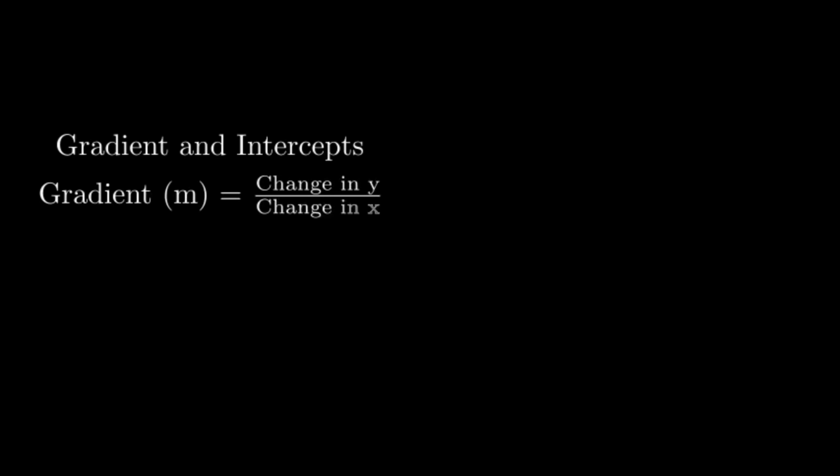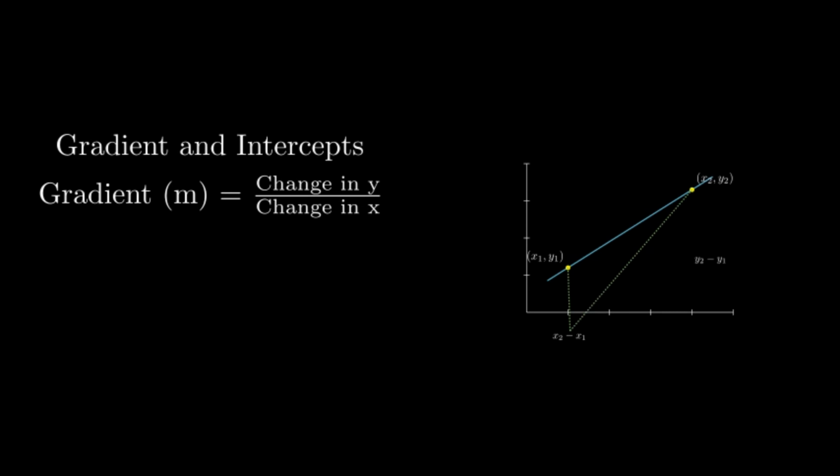The gradient, which we often denote with the letter m, is defined as the change in the y-coordinate divided by the change in the x-coordinate. You might have heard this called rise over run. To calculate this, we need two distinct points on the line. Let's say we have 2 points, which we'll call x1, y1 and x2, y2. The change in x, or the run, is the difference between the x-coordinates, x2 minus x1. The change in y, or the rise, is the difference between the y-coordinates, y2 minus y1.